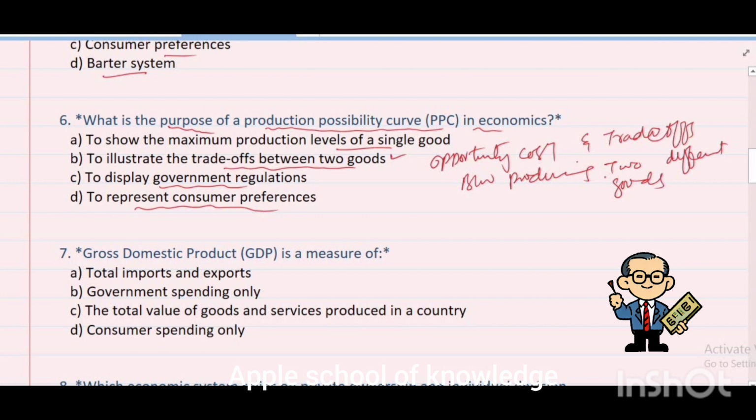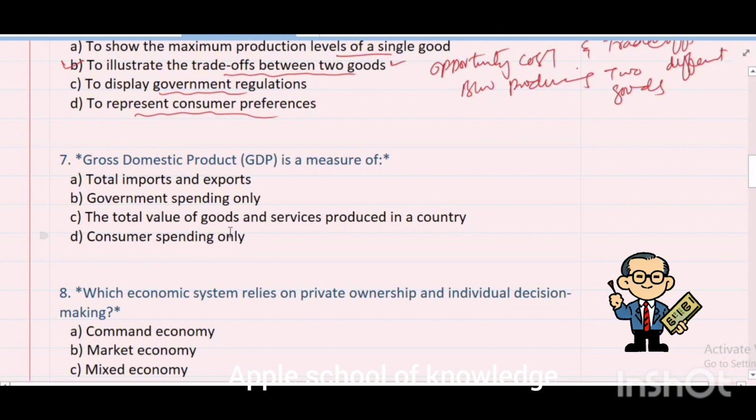Okay, so the correct option is option B, to illustrate the trade-off between two goods. Now let's move on to a very grassroots concept, that is gross domestic product.